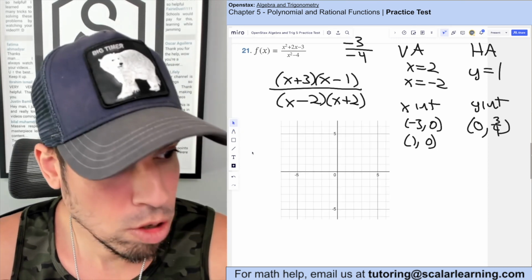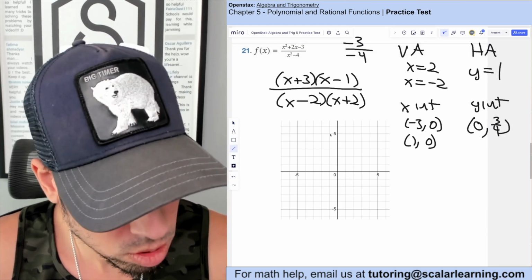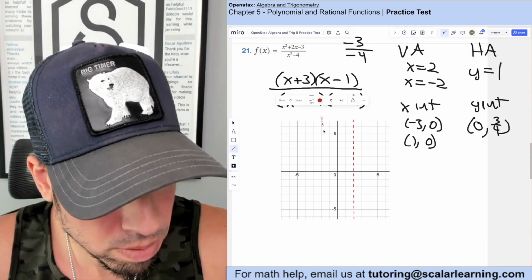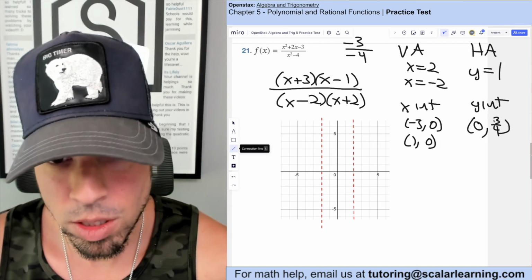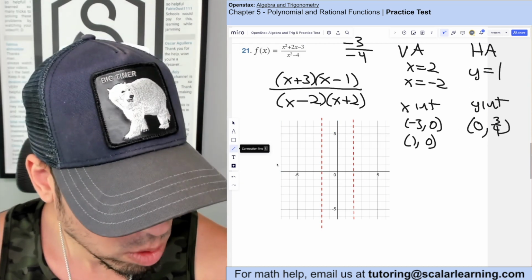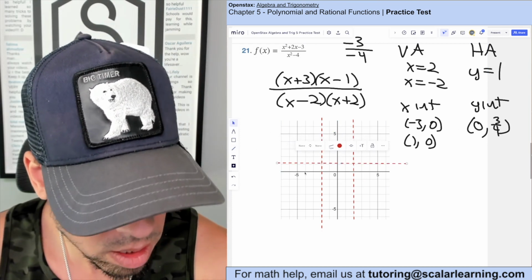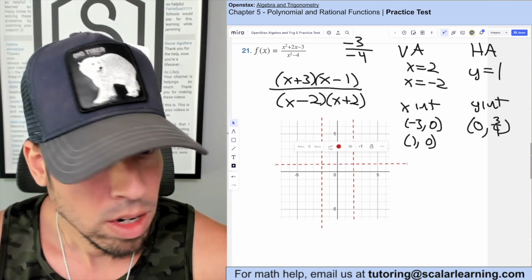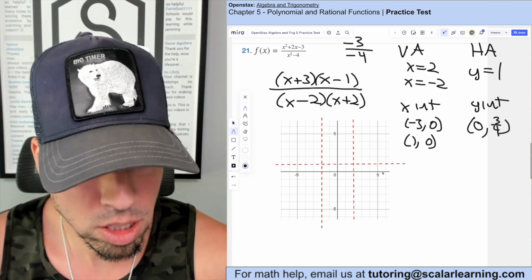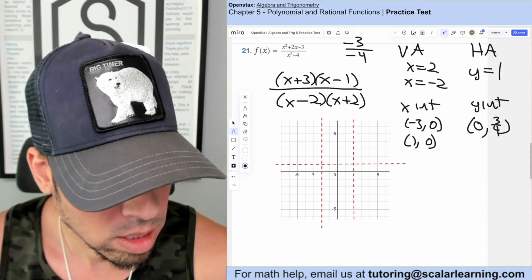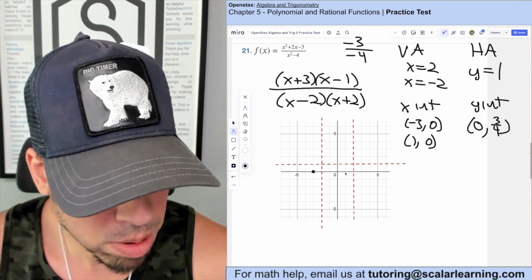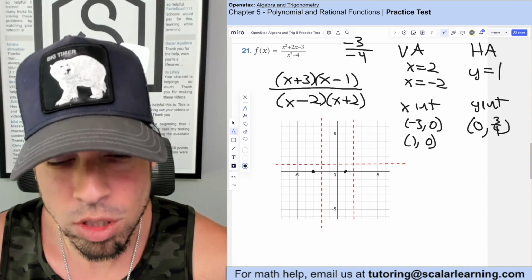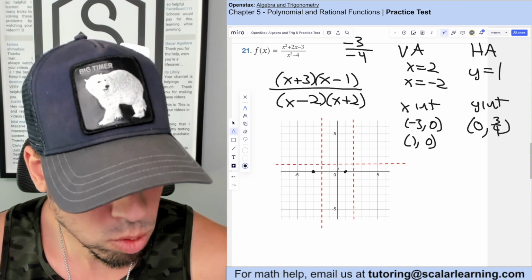For this one, we're going to start by graphing those vertical asymptotes. So first we have x equals 2, then we have x equals -2. Now we're going to draw in that horizontal asymptote at y equals 1. So that's a nice horizontal line right there. And then we've got those x and y intercepts. The x-intercepts are at -3, 0, and +1, 0. And then we also have the y-intercept at 0, 3/4, which is going to be right here.